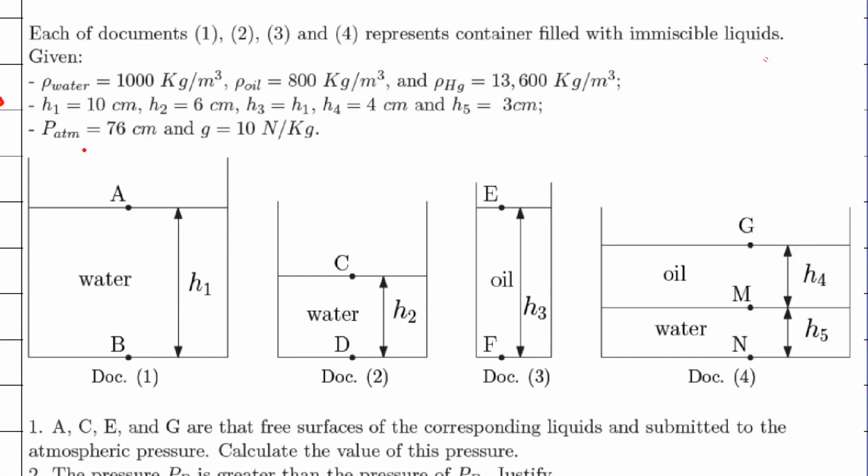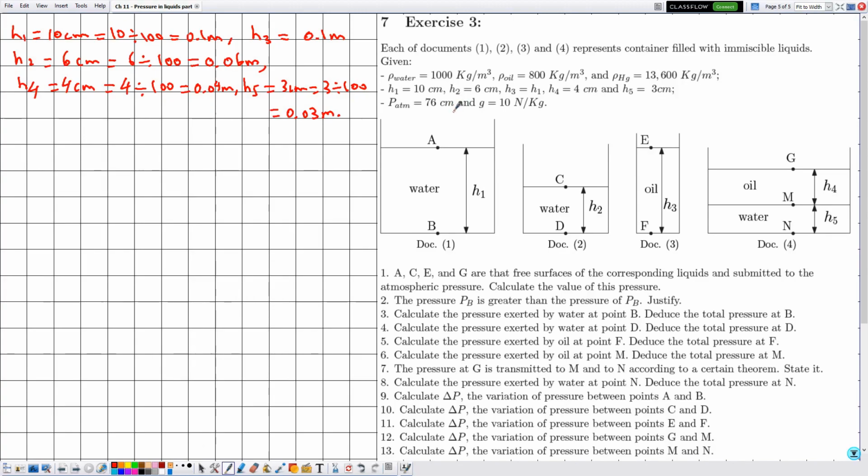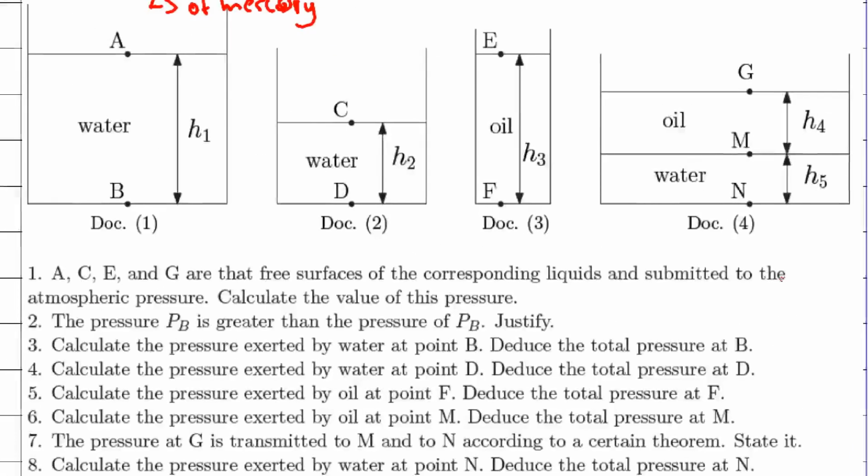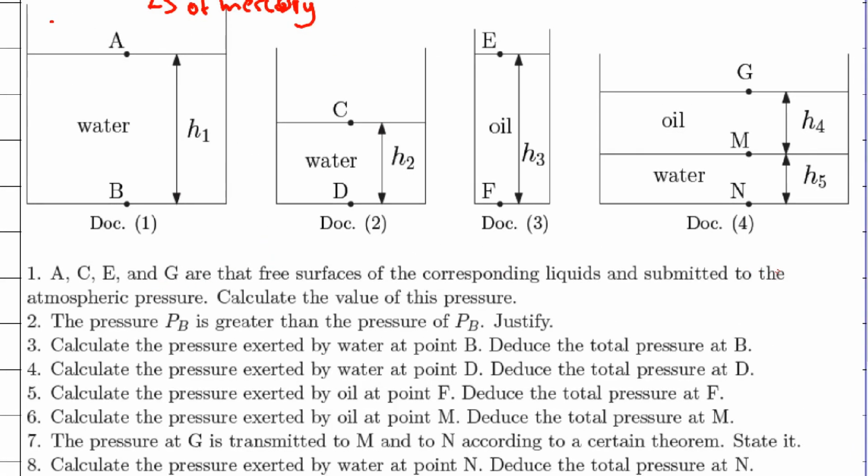Now the atmospheric pressure is equal to 76 centimeters of Mercury. Here let me add something missing, the words of Mercury. It's okay. And G is equal to 10 newtons per kilogram, which means that we are performing this experiment on the surface of Earth. Number 1, they are telling us that A, C, E, and G are at the free surfaces of the corresponding liquids and submitted to the atmospheric pressure. They are already telling me that these points are submitted to the atmospheric pressure simply because they are open to the atmosphere.